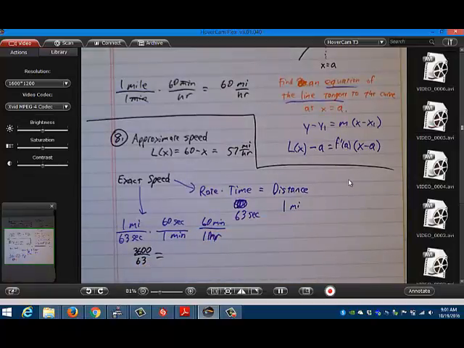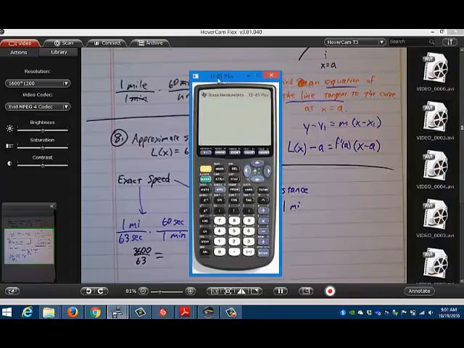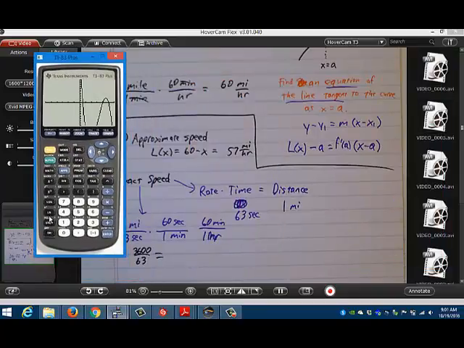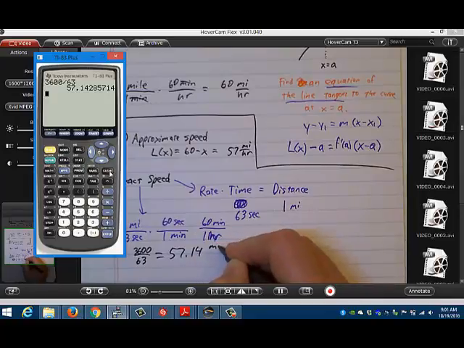Let's see what that is. Pull that over here. $3,600 divided by 63, 57.14 miles per hour. Okay?